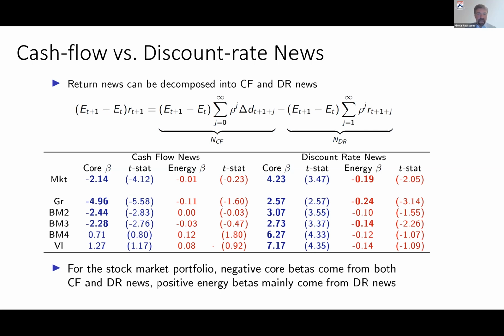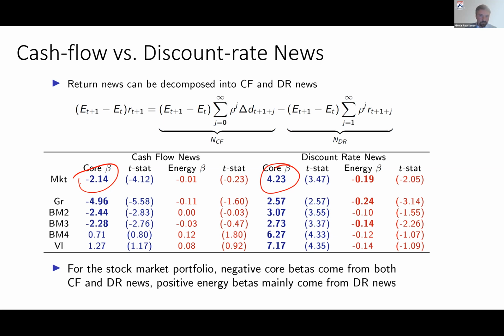And what we see is that the effect of core inflation, or core inflation beta, is coming through both cash flow news and discount rate news. We see a negative core beta of the market return, a negative one for the cash flow shocks, and a positive core beta for the discount rate shocks, which makes sense because obviously a positive discount rate shock is bad news. So both of these are telling you that when core inflation goes up, stock returns should be negative, both through the cash flow channel and through the discount rate channel.